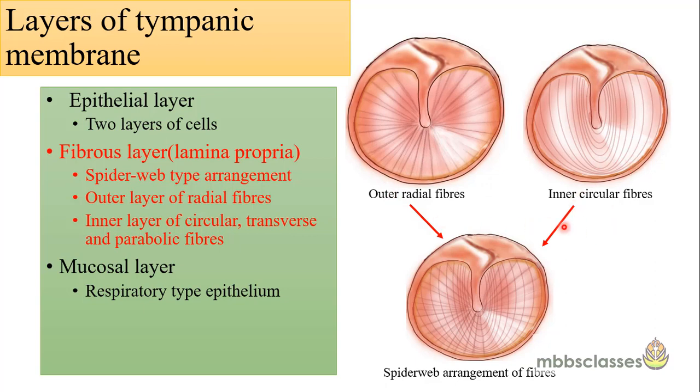And when they join together, this is the ultimate final look of the schematic diagram. We can say this is the final schematic diagram of the spiderweb arrangement of the fibrous layer. And the mucosal layer is a respiratory type of epithelium, mainly ciliated columnar in the anteroinferior quadrant, which becomes a few cuboidal cells in the upper part of the middle ear cavity.